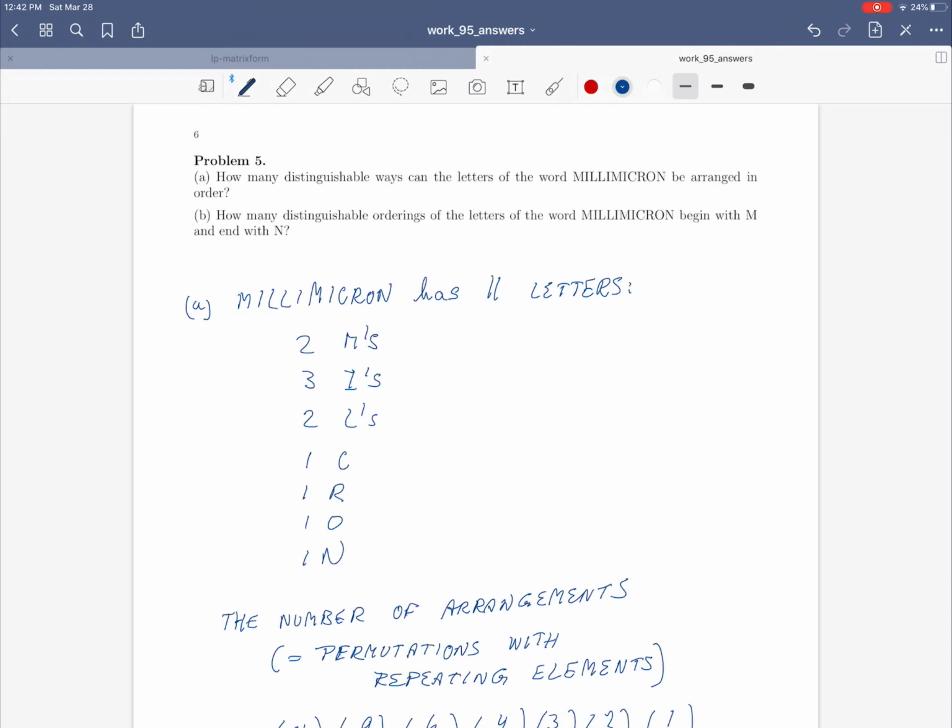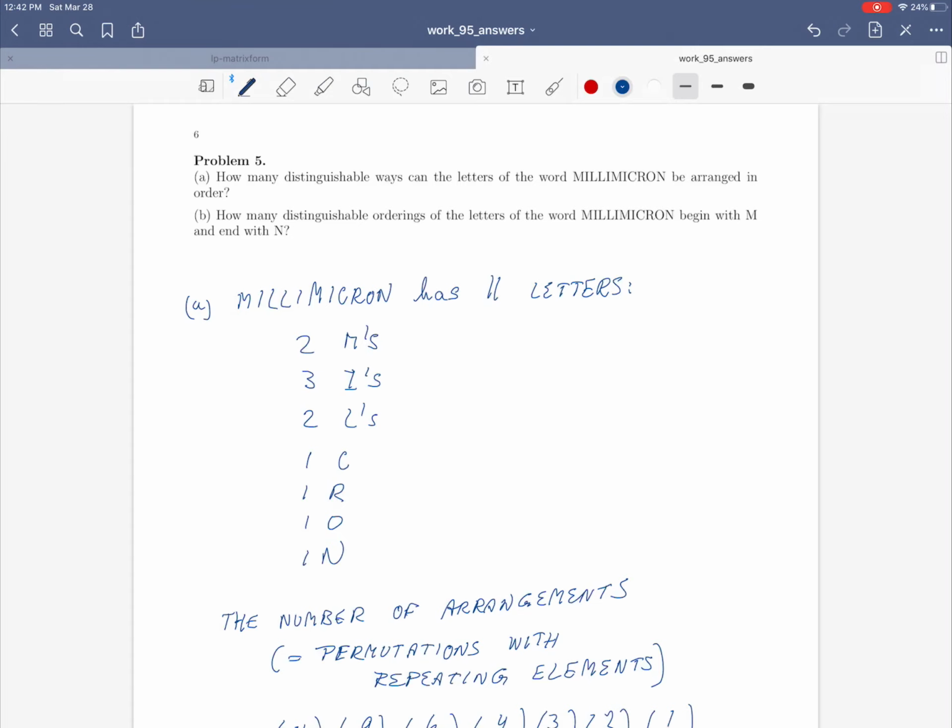But what we need to pay attention to is that if we have, for example, the two L's, they are not distinguishable, they are the same letter. So that reduces the number of options. How many distinguishable orderings, for part B, of the letters of the word millimicron begin with M and end with N? So let us first start with part A.